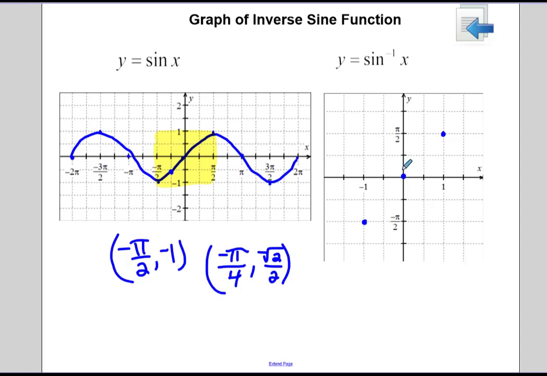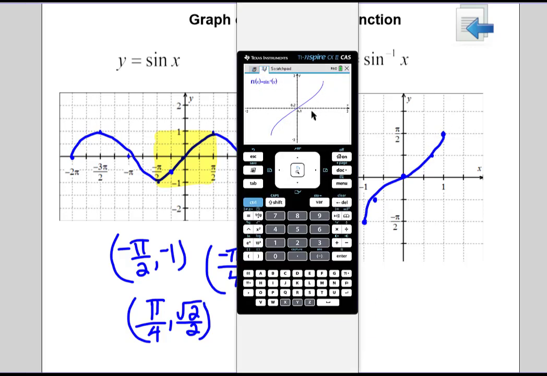I'm sorry, take that back. We would go left, negative square root of 2 over 2, which is about 0.7, and down to pi over 4, negative pi over 4. And then on this side, instead of positive pi over 4, positive square root of 2 over 2, we would interchange that, and we would go over to square root of 2 over 2, again 0.7-ish, and up pi over 4, which gives us that little smooth curve for our inverse function, and I can show that to you here on our calculator.